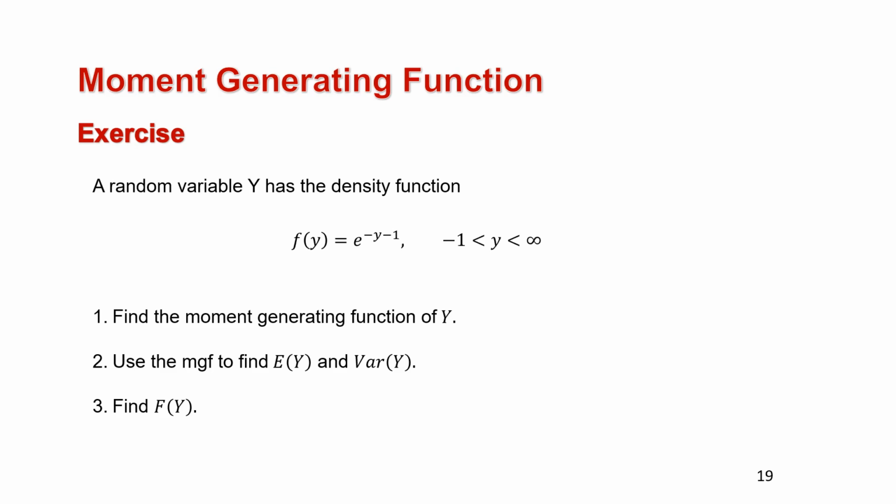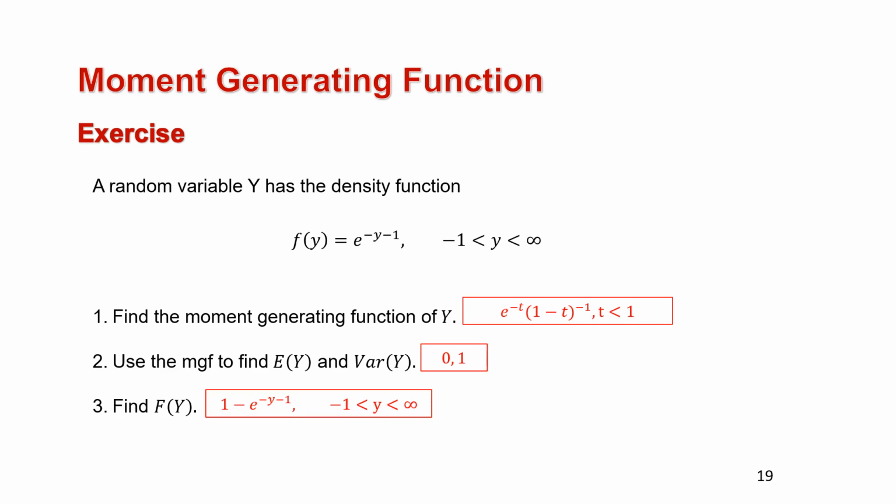Exercise: a random variable has the density function given by this form and y from -1 to infinity. Find the moment generating function. How can we find the moment generating function? By finding the expected value of e to the power ty. But then let's integrate from -1 to infinity e to the power ty times e to the power -y minus 1, and here we will add the powers of t, okay, to find the integration. And then use this moment generating function to find the expected value of y and the variance of y, and then find the cumulative distribution function.